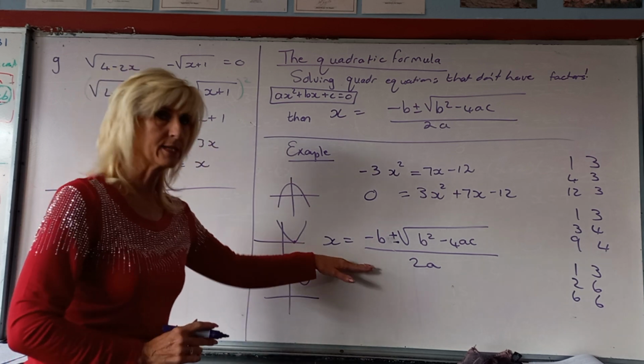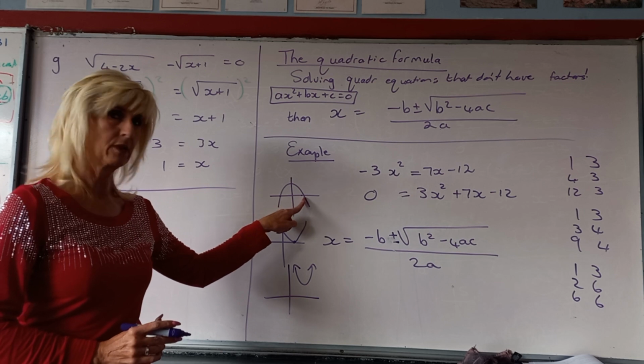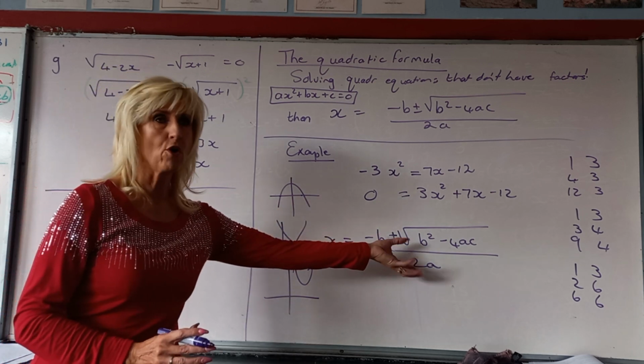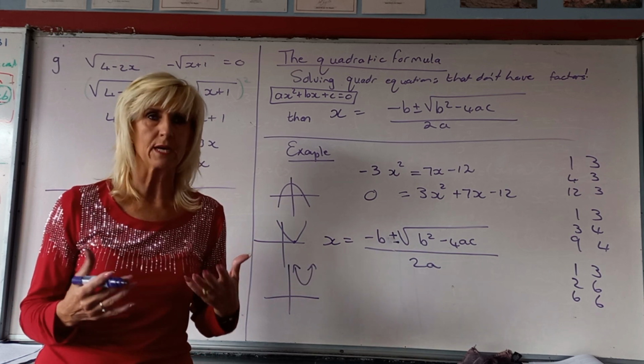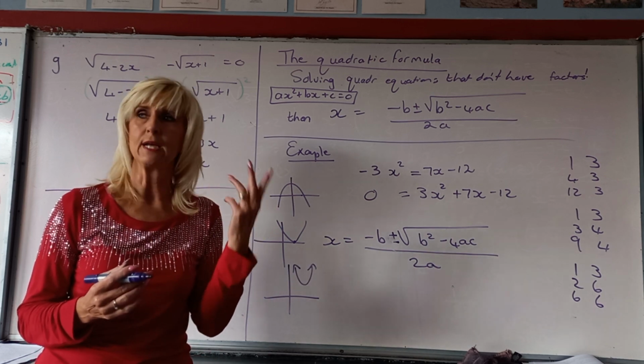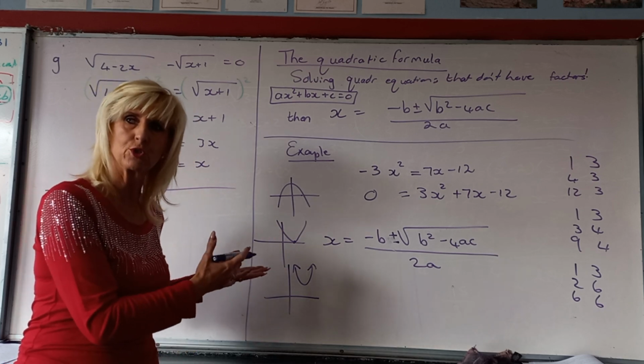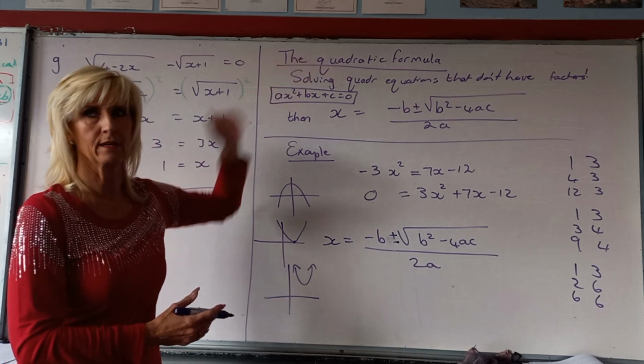If I'm searching for x-intercepts, I can either have 2, I can have 1, I can have nothing. So when I'm looking for answers like this, be prepared. Sometimes there can be 2 answers, sometimes only 1, sometimes no answers, because it's x-intercepts of a parabola. That's what you're busy with in quadratic equations.